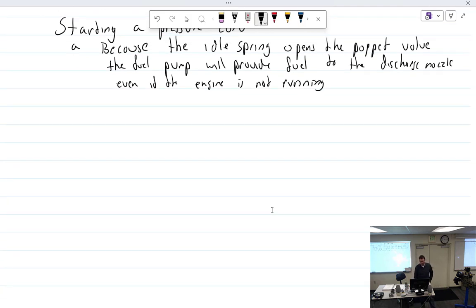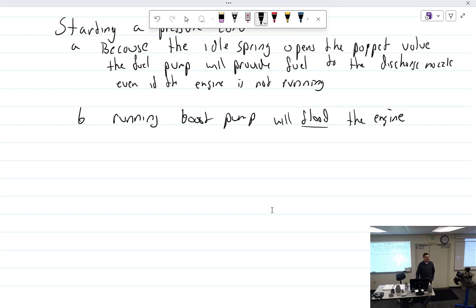So running the boost pump will flood the engine. What's flood mean? How much fuel floods the engine? We use the term a flooded engine, kind of just throw it out there. In the truest respect of the word, what people mean by that is you are beyond the rich mixture. You're beyond that 8-to-1. So 5-to-1, 6-to-1. Way too much fuel, not enough air.